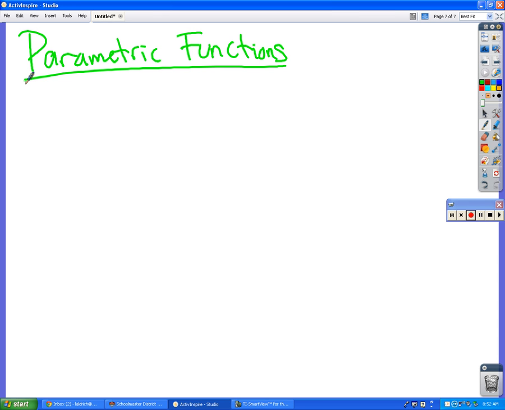And parametric functions are where you take the x and the y and you break them up into two separate things. So for example, you could say x equals t plus 1 and y equals t squared plus 2t. That's a parametric function because you have both x equals and y equals at the same time, and they're both in terms of a third variable, which is usually t.